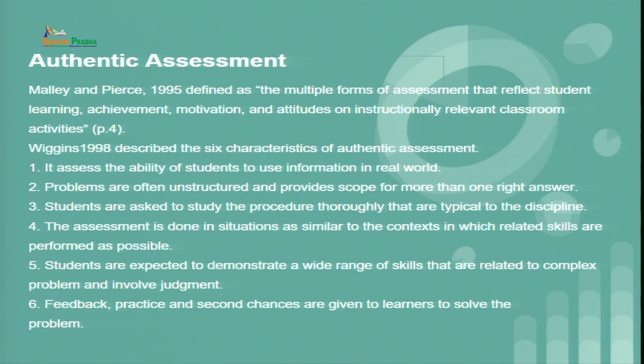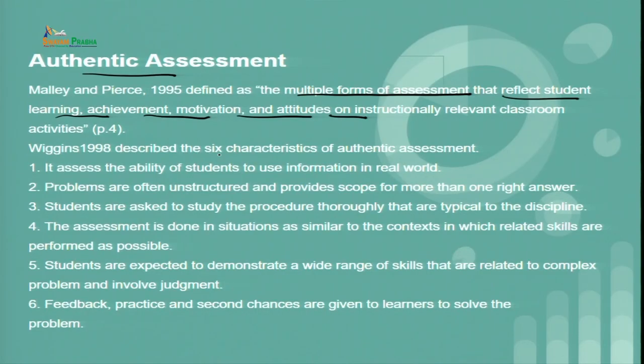Look at this slide and let us try to think on the definition that is given by Mully and Pierce in 1995. They say that authentic assessment is basically the multiple forms of assessment that reflect students' learning, achievement, motivation and attitudes. Like you see, there are a number of factors that are included in the authentic assessment. So it's not a general assessment, rather it is inclusive of so many qualities. And what are these qualities? These qualities are achievement, motivation, the attitude and the learning of the learner. So, as a whole, this provides the view of the authentic assessment.